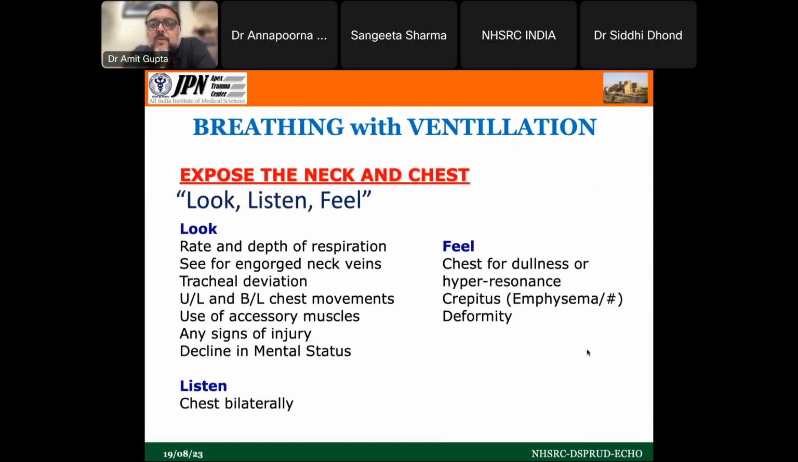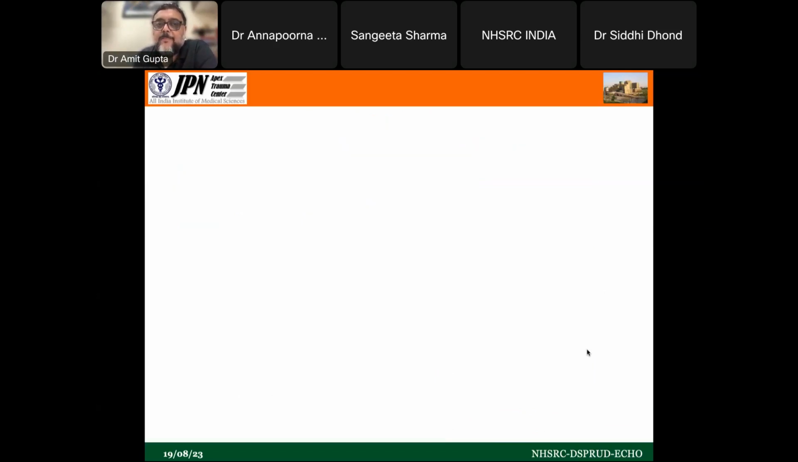Coming on to breathing, again, look, listen, feel at the area between the chin and the abdomen, that is the umbilicus. All that comprises the breathing area or the thoracic wall. Now, look at the rate and depth of respiration, see for any engorged neck veins, tracheal deviation. All these would be contributing significantly to your clinical examination of thoracic injuries. Also, listen to the chest bilaterally and feel for any hyperresonance by percussion or any crepitus of any rib fracture. So this is the way you assess for breathing.